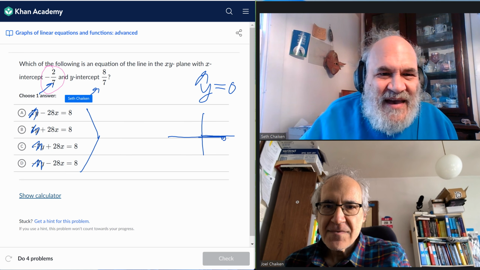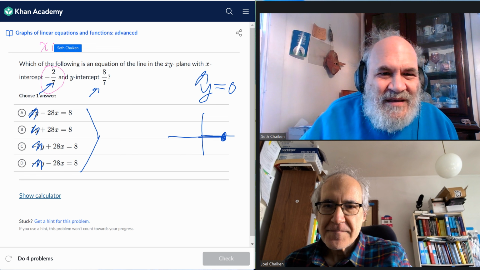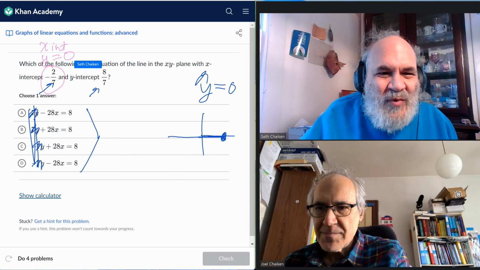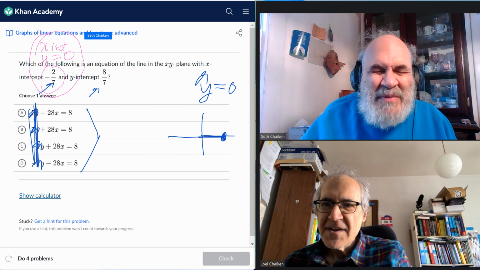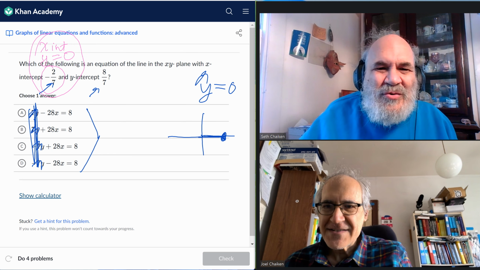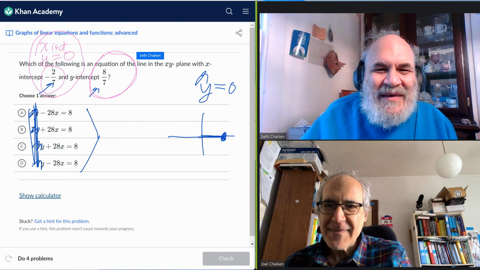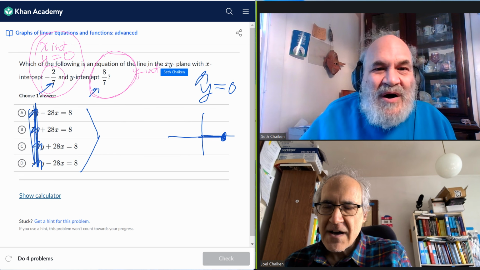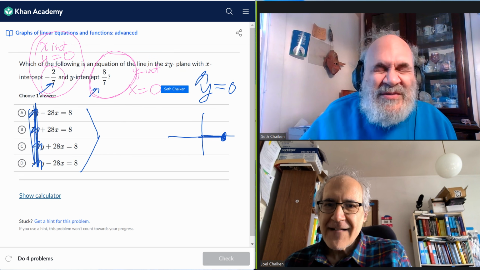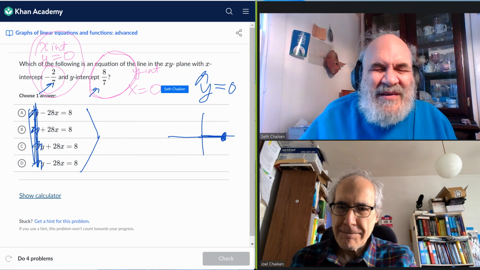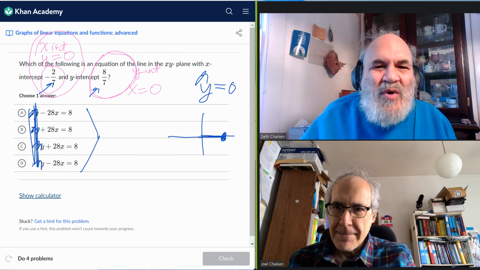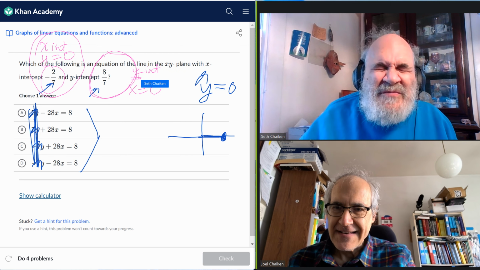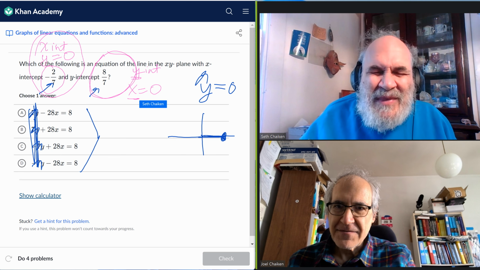The x-intercept is when y equals 0. So this blows the y off. Don't mix them up. I caught myself. So the y-intercept is when x equals 0. Notice the difference: the y-intercept is when the other variable is 0, and vice versa.